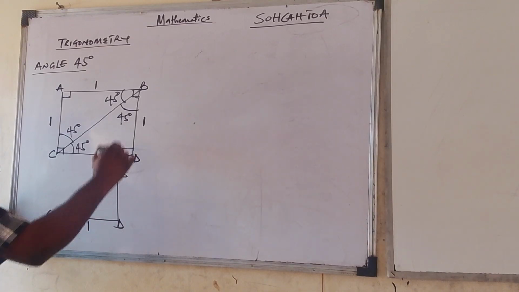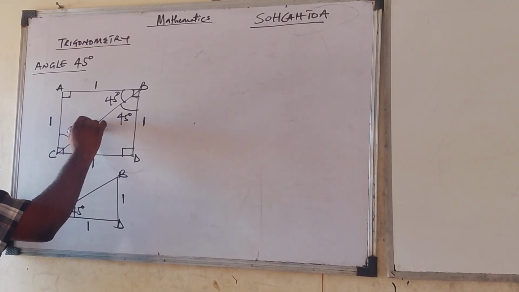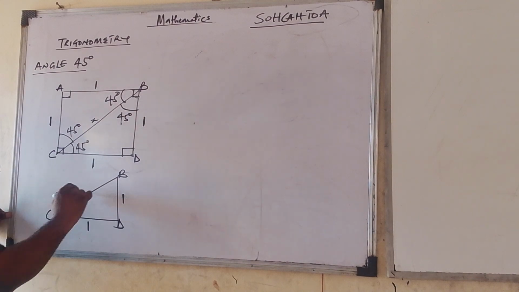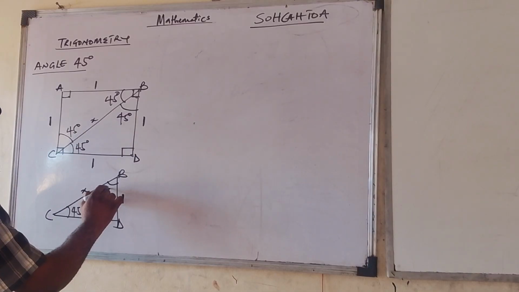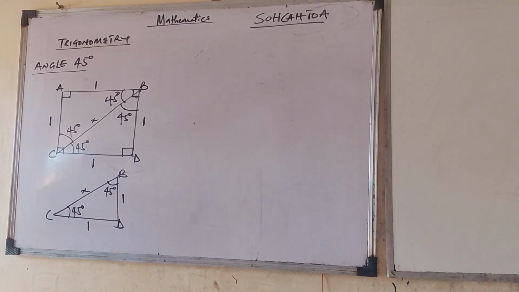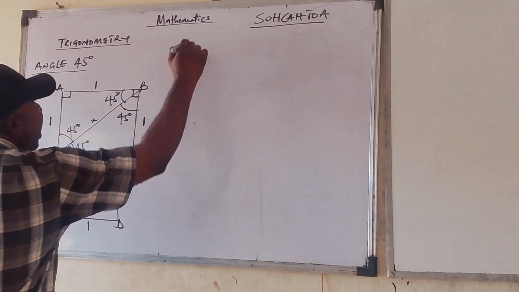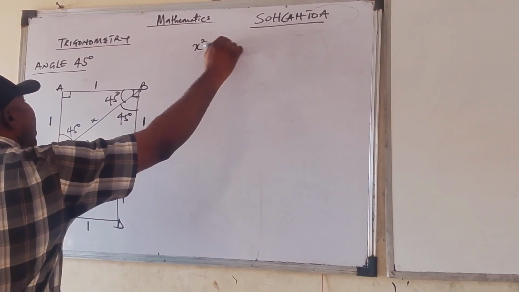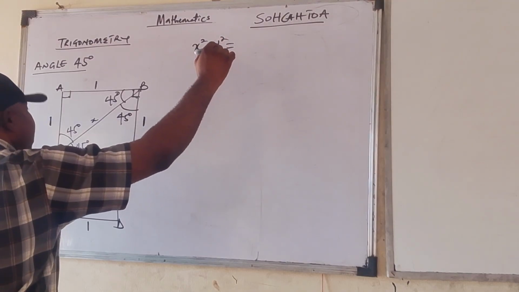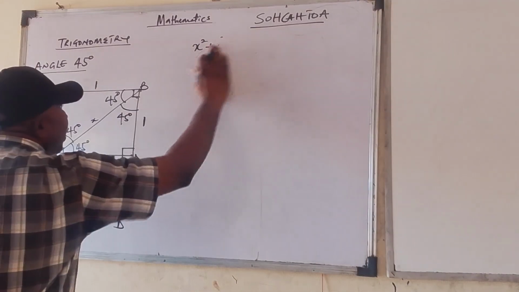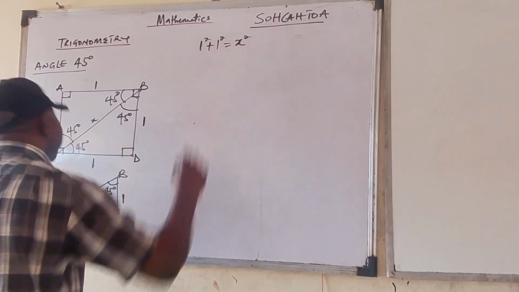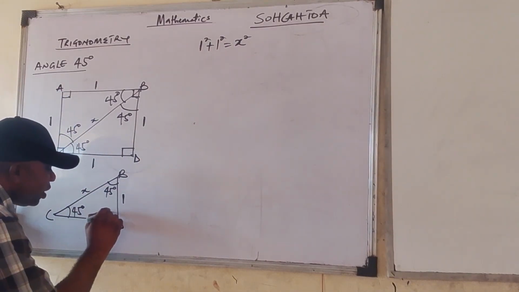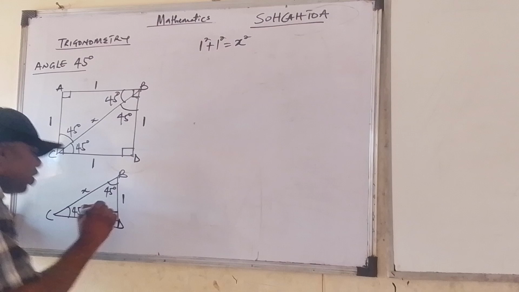Remember, this side is 1 unit, and this side is 1 unit. Now we're looking for CB, so let's call it X. This angle also gives us 45 degrees. Now let's get the value of X. Remember, 1 square plus 1 square is equal to X squared, because X here is the hypotenuse, and the hypotenuse is the longest side.